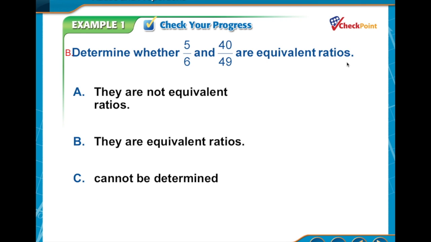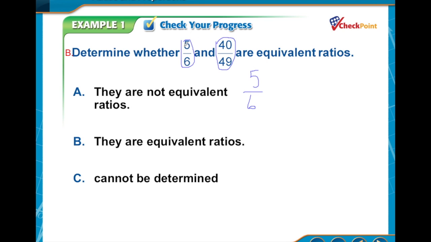1b. Similar process. We want to determine whether these two fractions given are equivalent ratios. So we've got 5 over 6 and 40 over 49. We want to know if these two things are the same. So what is 5 over 6? Well, 5 over 6 can't be simplified. That's the simplest that it would be.